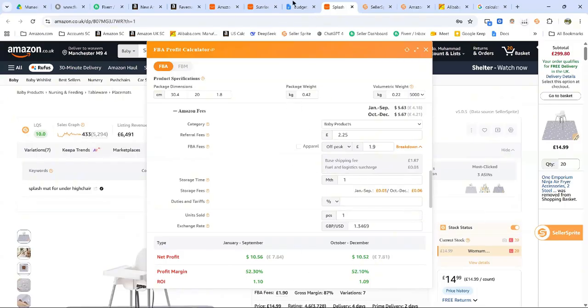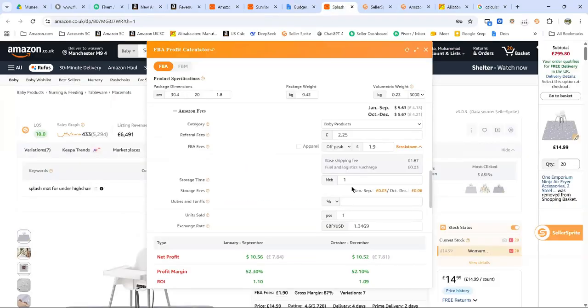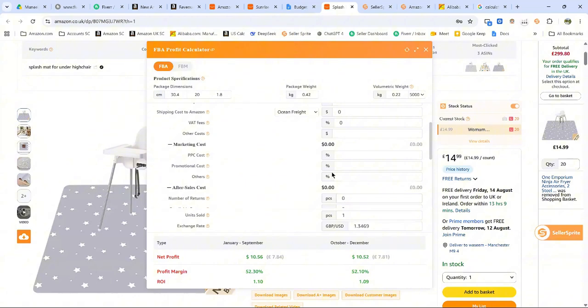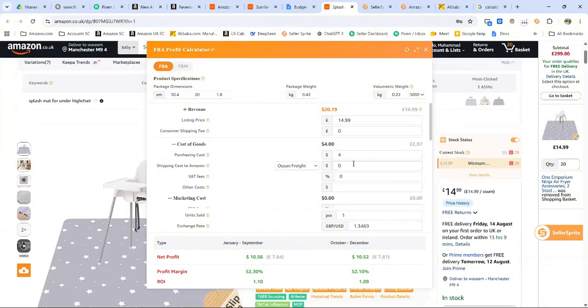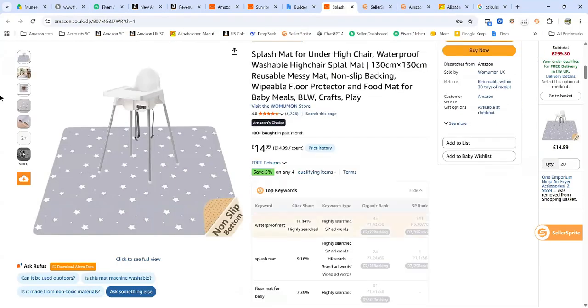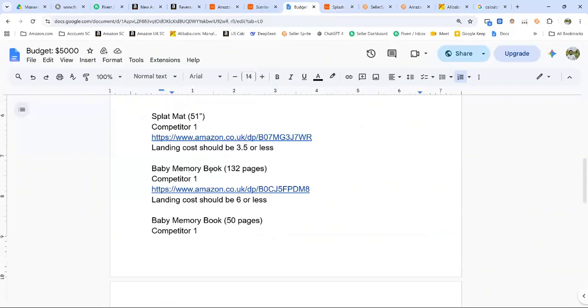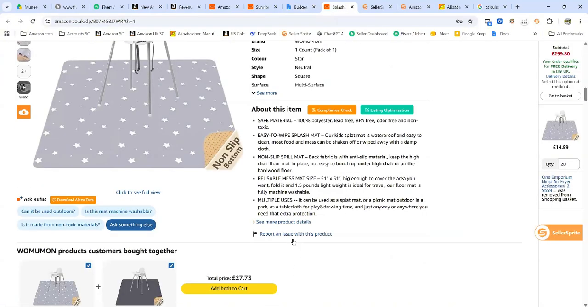And what we discussed in the criteria, how much should it be? 40%. So it means we are well above our target here. Even if we get it within five, we are still profitable. So from this point of view, this is looking like a good product. So that's how we do this calculation.